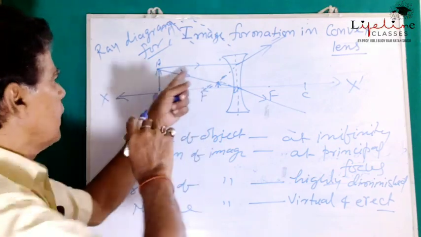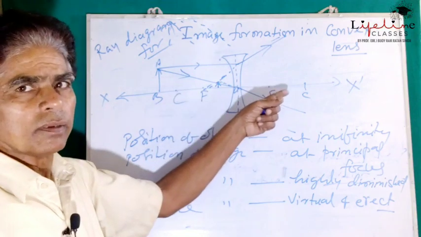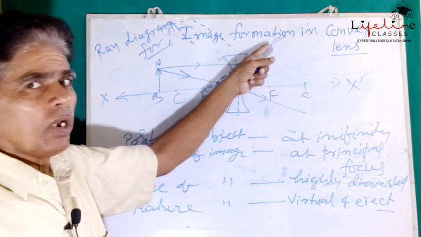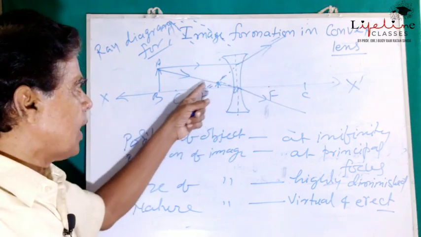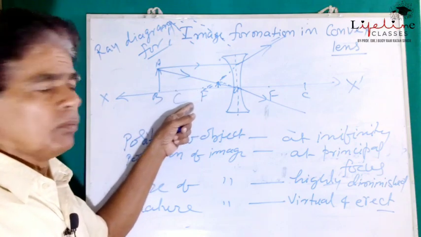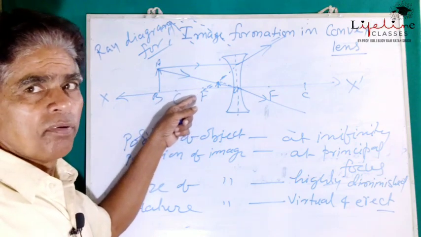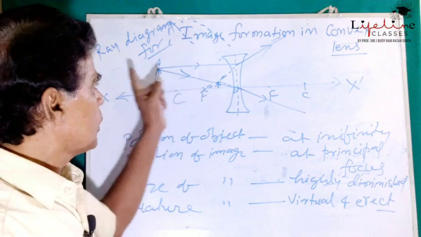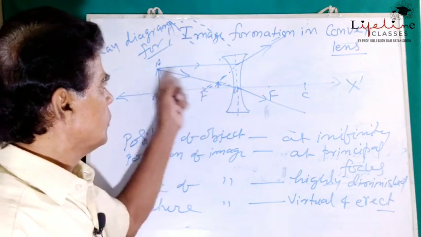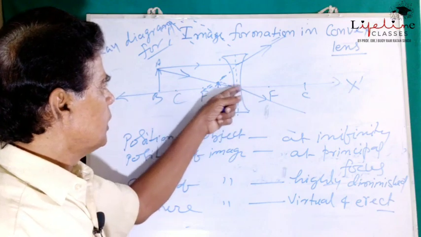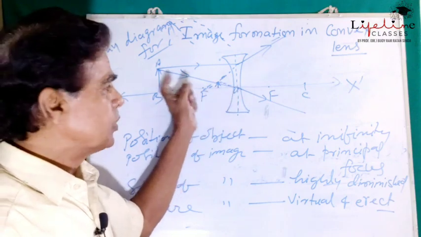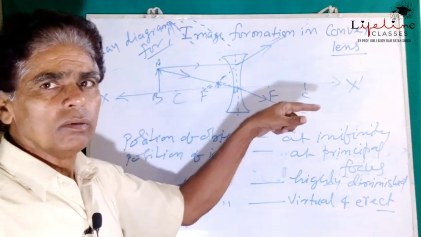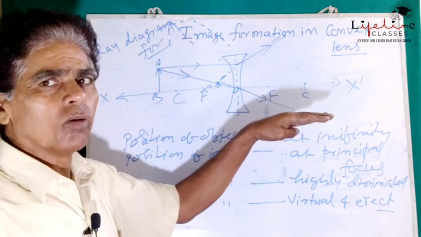Now if one of the rays is taken parallel to the principal axis, it gets refracted through the lens in such a way that when the refracted ray is produced in backward direction, it meets at point F, means principal focus on the principal axis. Now second ray is taken passing through the optical center. Then it would not get refracted, means it passes undeviated along the same direction.